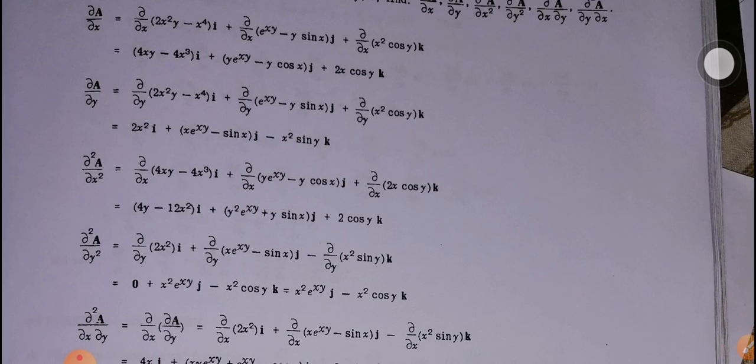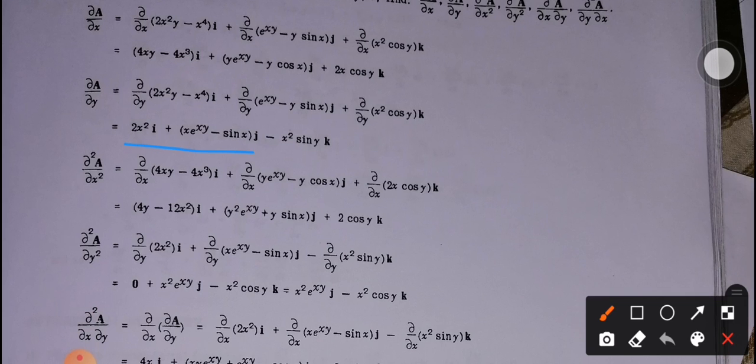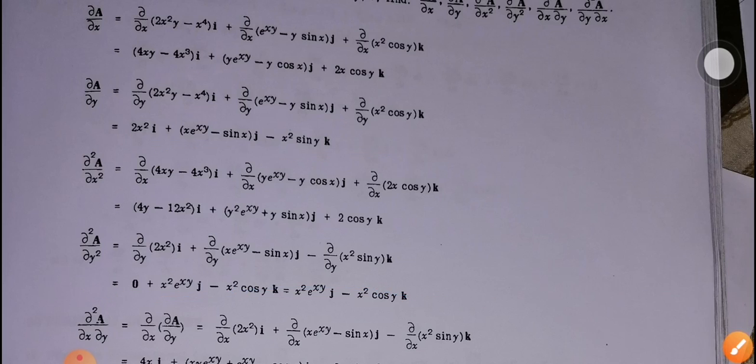Then we have partial square A over partial y square. It means we find the partial over partial y, and then we have to take its derivative with respect to y again. So here we have partial square A over partial y square, and then similarly you can find the other components as well.